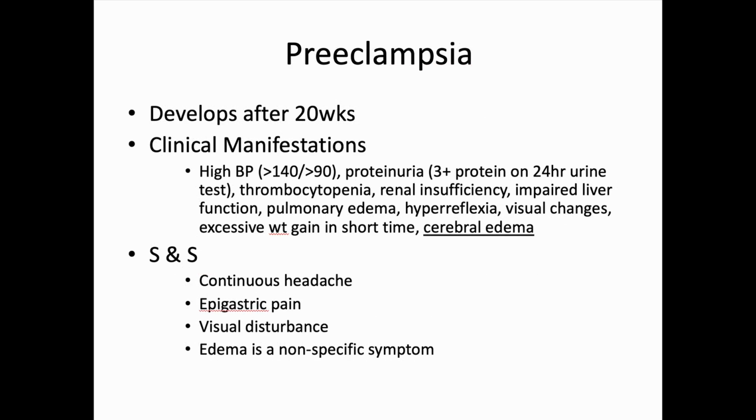So with preeclampsia, right, it develops after 20 weeks. Usually we're not going to see this until 28 weeks and on. Definitely more common in the third trimester. Clinical manifestations, right, the obvious one is going to be high blood pressure, right? So high blood pressure, protein in the urine.